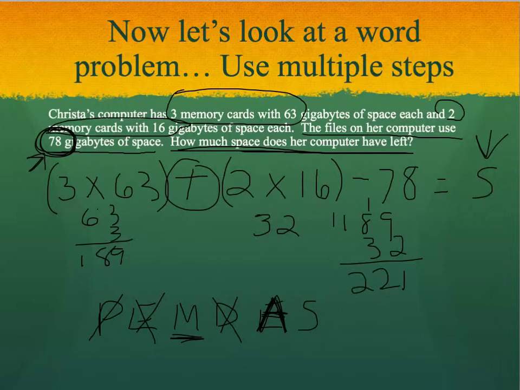All right. And then last but not least, our last order of operations would be subtraction. So then I would have 221 minus 78. So we have 1 minus 8, and we can't do that. So we have 1 take away 7, we can't do that. So now it's 11 take away 7. Okay. And then we had 1 left over here, which is 143. So the answer would be there are 143 gigabytes of space left on the computer. Whew, that was a lot of work.